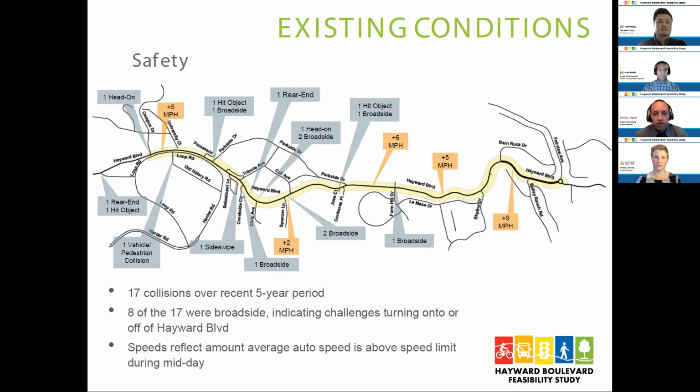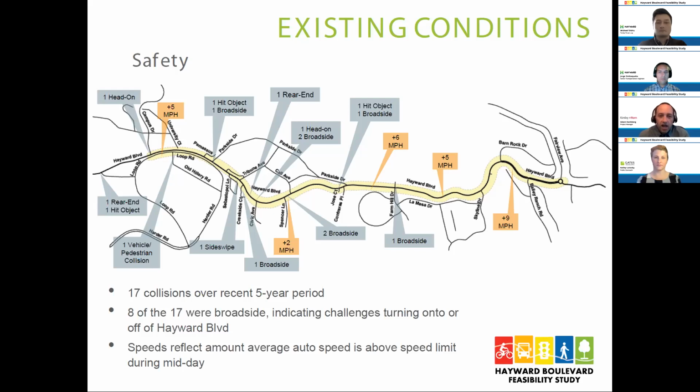What we heard a lot from the community, and this was really backed up in the data, was challenges around speed on the corridor. Speeds are very high. What you see in the orangish boxes here is the average speed of vehicles during non-congested times relative to the speed limit. The speed limit is 35 miles an hour for most of the roadway. And so you can see that the average speed on the corridor is well in excess of that, and in some cases over 40 miles an hour. And then the 85th percentile speed, which is often used for planning purposes, is even higher, in some cases more than 10 miles an hour over the speed limit.